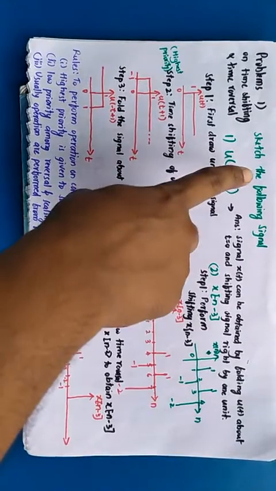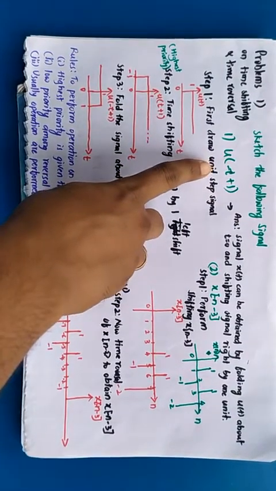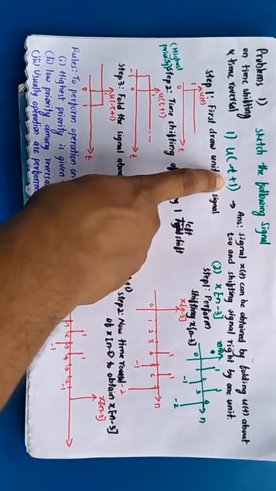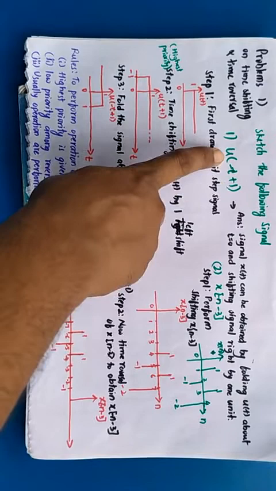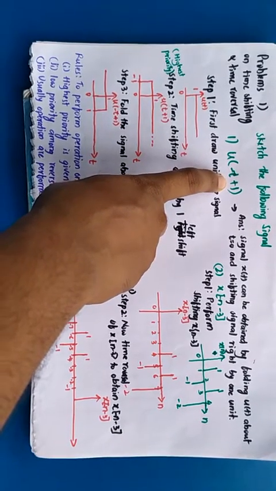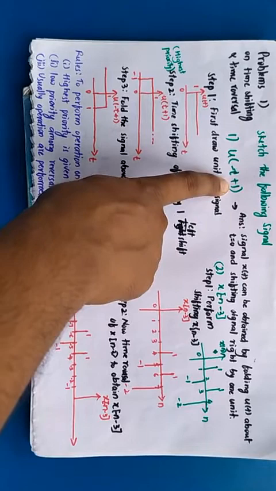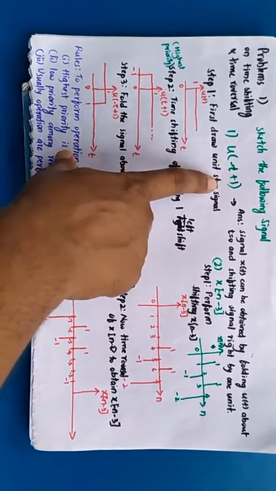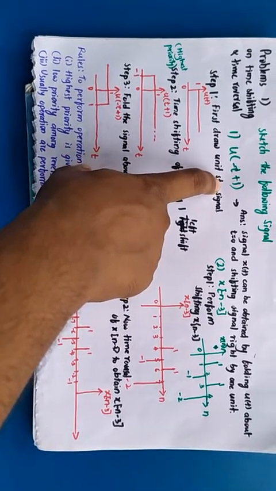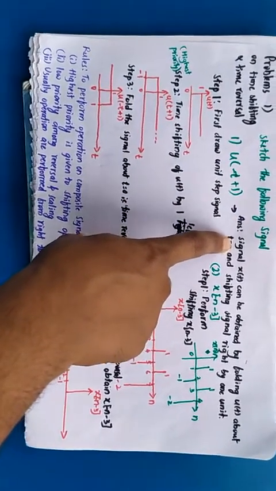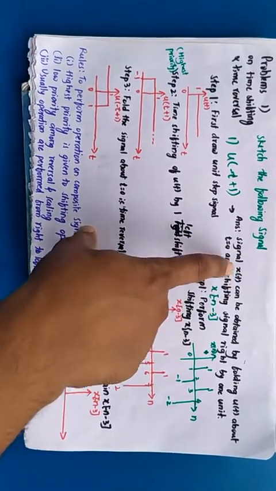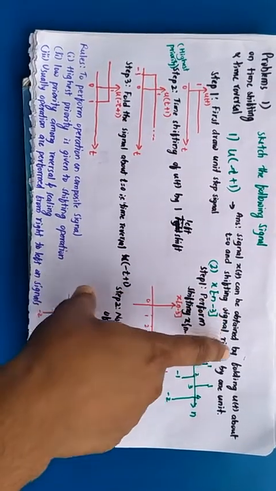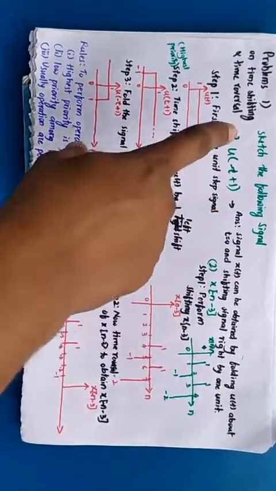As you can see here, sketch the following signal: u of minus t plus 1. By looking at the question, you can say both time shifting and time reversal have to be applied on this signal to find out how it will look. So the signal x of t, here u of minus t plus 1, can be obtained by folding u of t, because there is a u of t here.